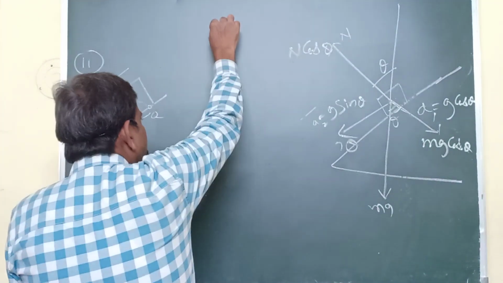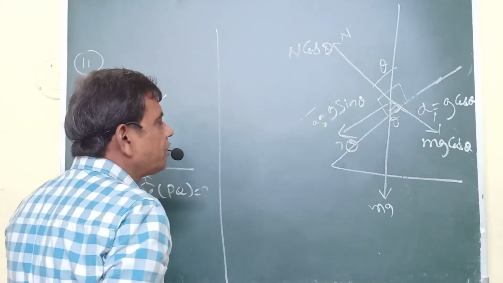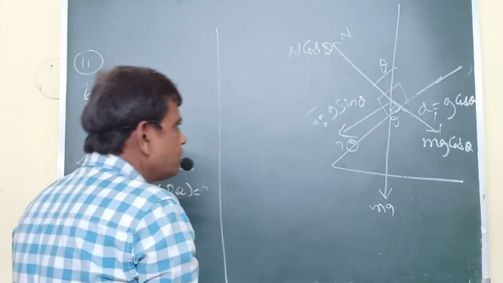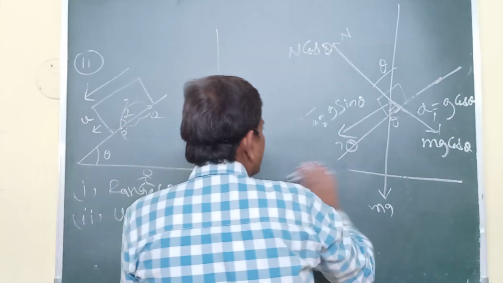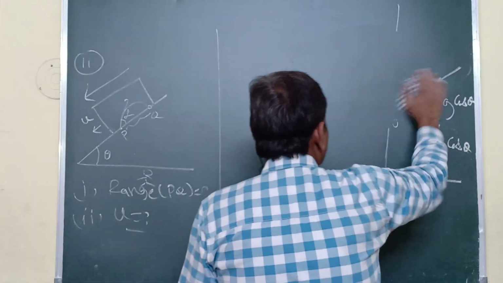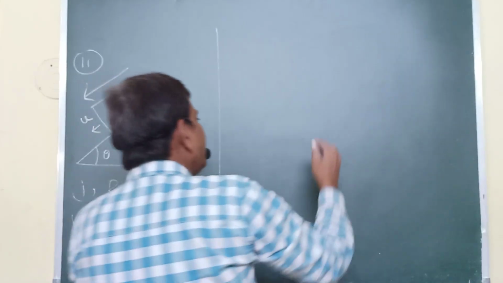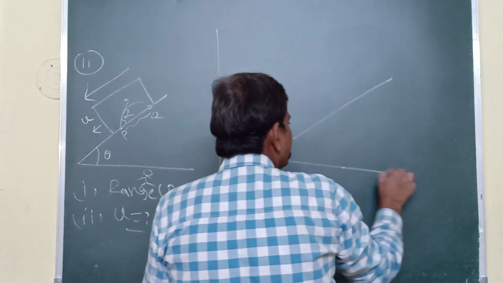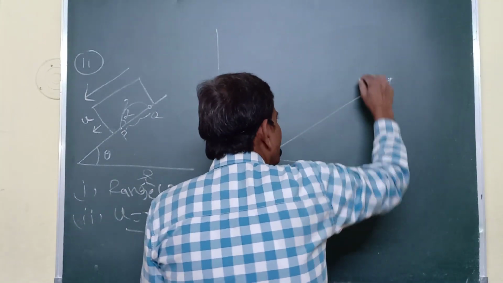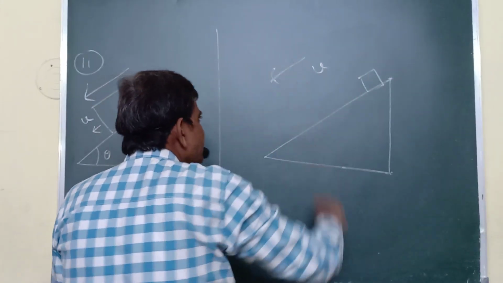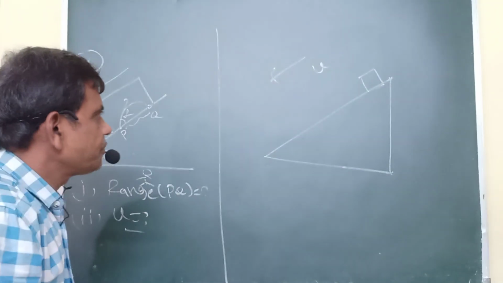For example, I am taking where the body is moving. Okay, I am taking only the acceleration concept. Then what happens, once you see? For example, this is one inclined plane. On the inclined plane, one body is coming like this with u velocity. How much velocity? u velocity.